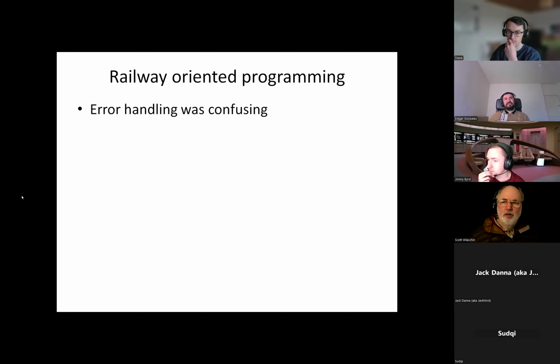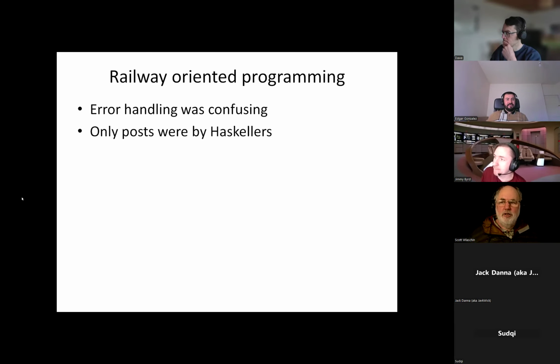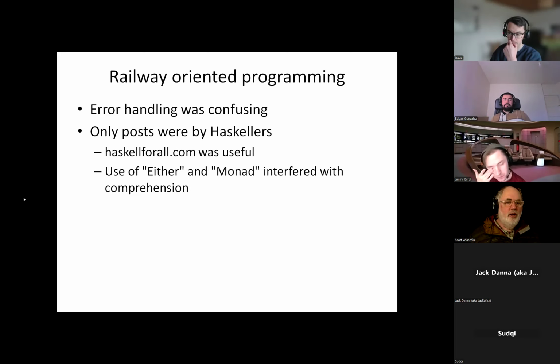I was interested in error handling, and I was reading all this stuff, especially by Haskellers. There's a particular one, Haskell for All, an excellent Haskell blog. And I just couldn't understand what they were doing. They used monads everywhere, and they used Either. Why do they call it Either when it's an error? Either, it's either this or that. But why are they using a generic type when they could have an error type?